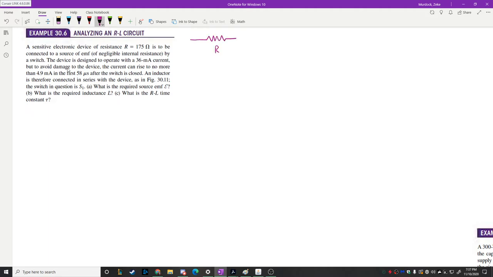a resistor, an inductor, an EMF source, and a switch. And what we know is that the current can rise no more than 4.9 milliamps in 58 microseconds. We know the resistance. We also know this would be like the max current, I think, right? Does that seem reasonable?